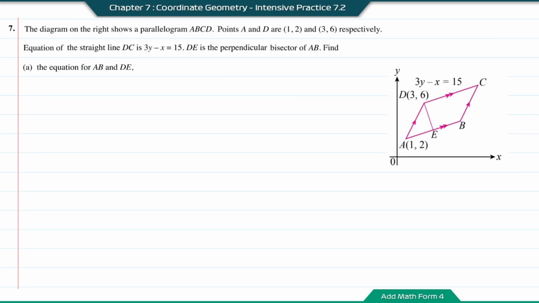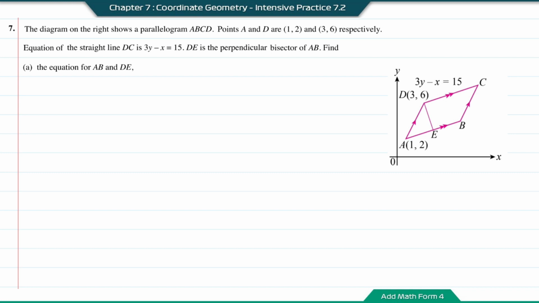Question 7. The diagram on the right shows a parallelogram ABCD. Points A and D are (1, 2) and (3, 6) respectively. The equation of the straight line DC is 3y minus x equals 15. DE is the perpendicular bisector of AB. Find (a) the equations for AB and DE.